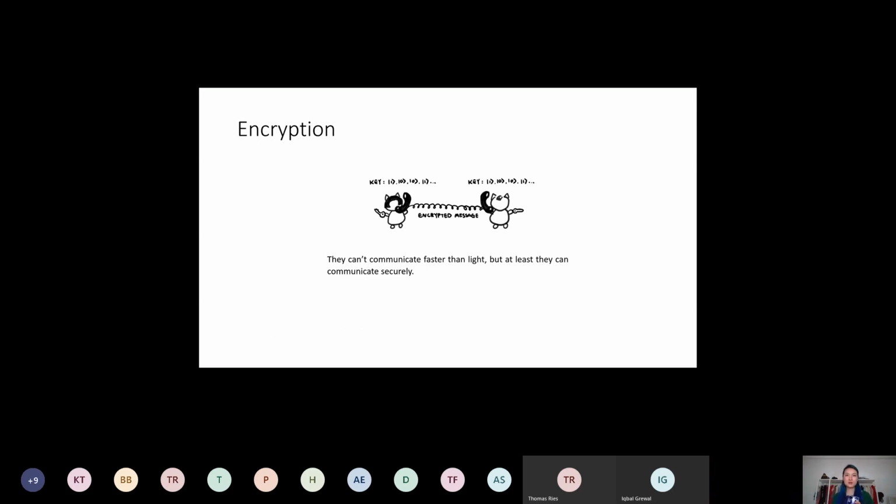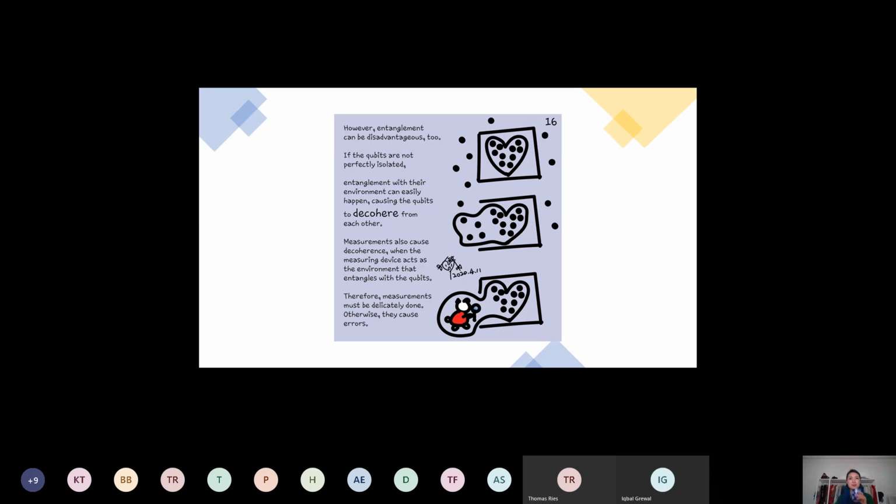Even if you cannot communicate faster than light, it could still be useful. Like in the communication case, you can make qubits your encryption keys, and you would know what information the other person will receive based on your own qubits. So you can make some useful cases still out of it, even if it's not communicating faster than light.